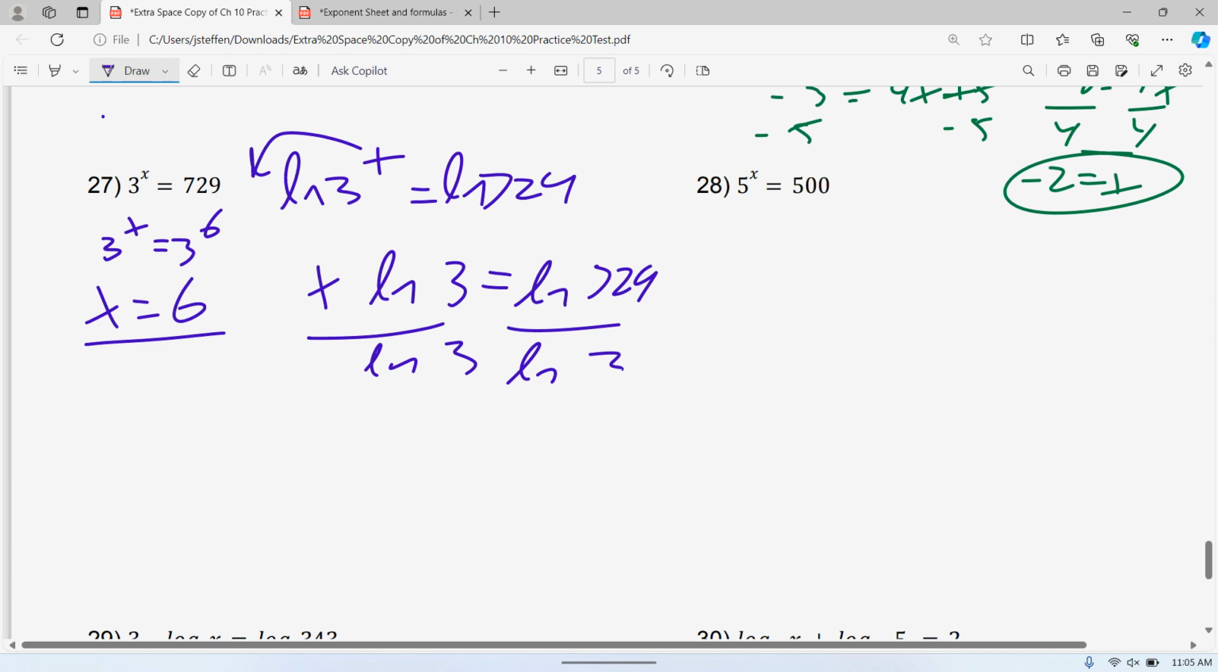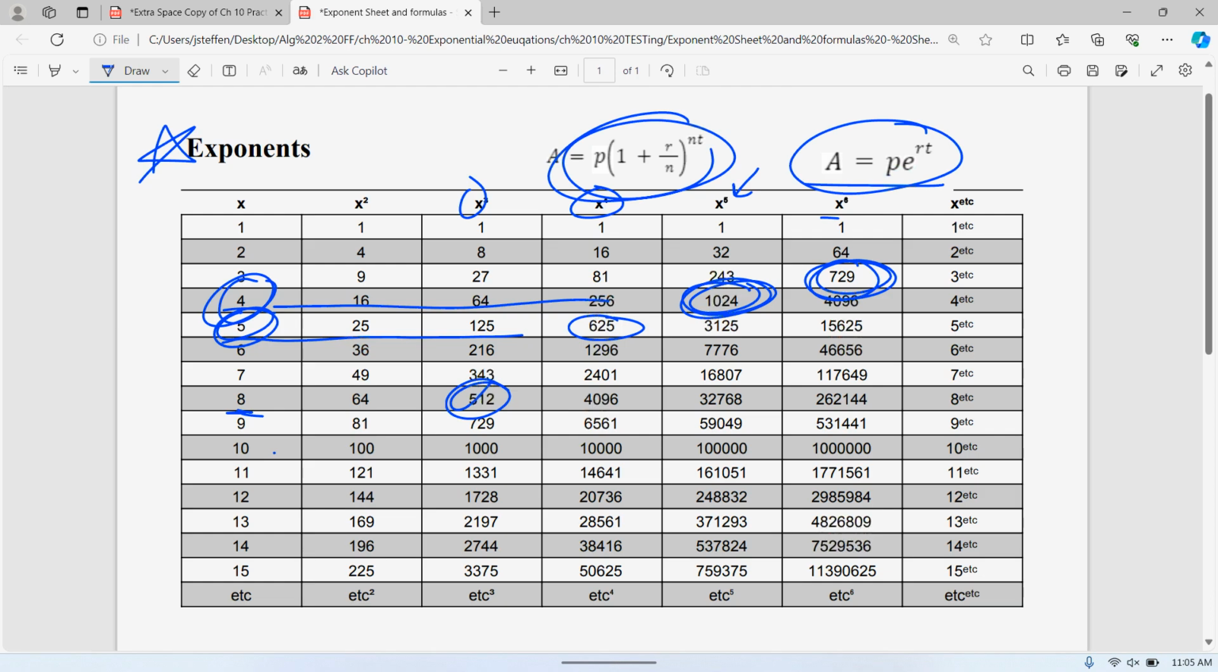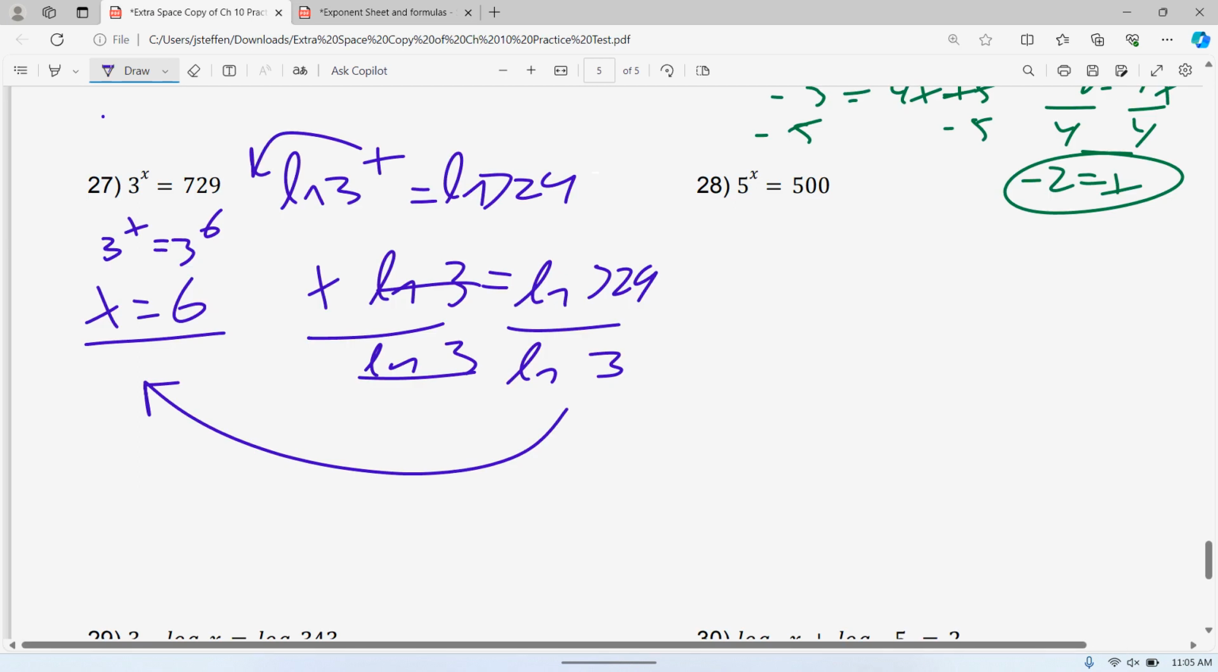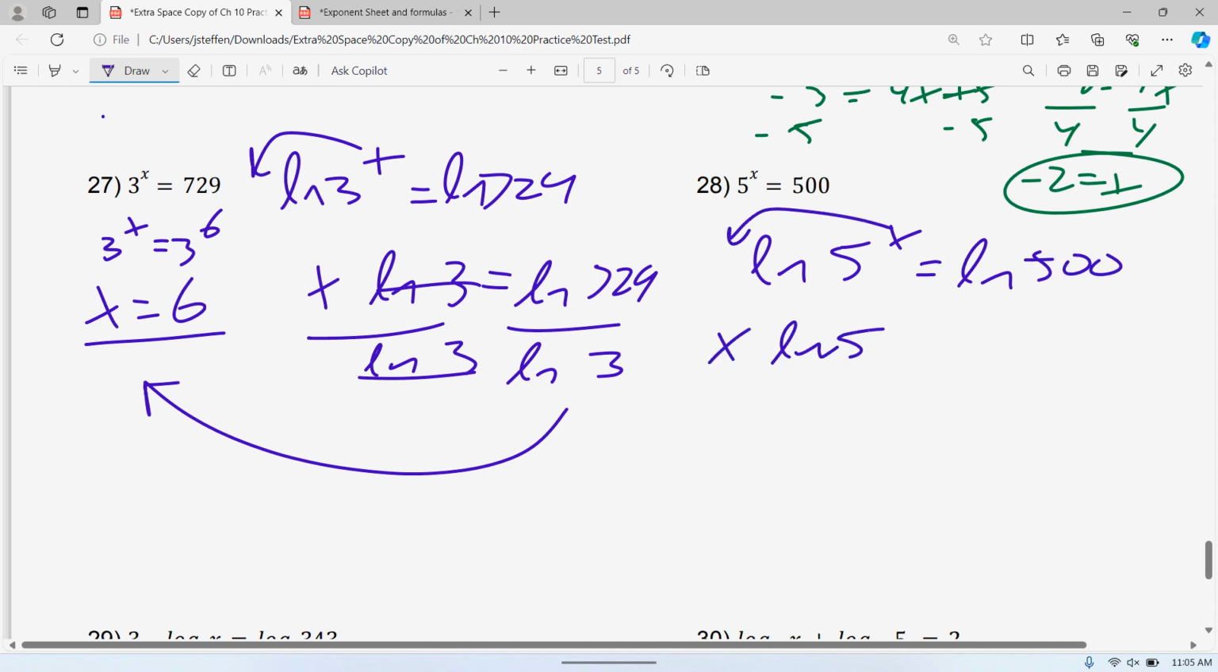This next one, if you look at the 5 here, you cannot make them have the same base. So this one is the one where you are required to use logs. You have to take the natural log of both sides. Put that x in front. X times the natural log of 5 is equal to the natural log of 500. Divide both sides by the natural log of 5. Make sure you use parentheses correctly, like I've been messing up. That should give you x is equal to 3.86.